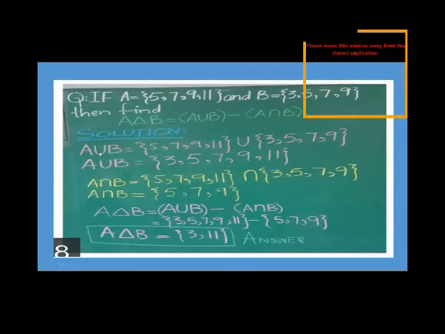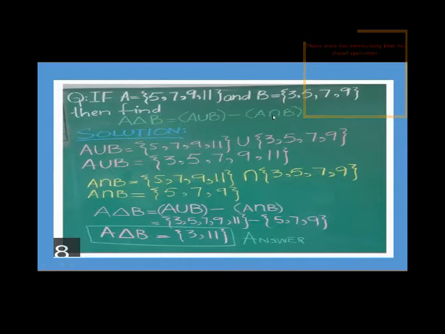Now the solution. We will start from the right hand side. So we write A union B is equal to set A, union sign, then set B. Union means combine the two sets and write all elements in a sequence. We see 5, 7 and 9 are common elements, so we don't repeat them. The least number is 3. So we write 3, 5, 7, 9 and 11, separated by commas. In this way we have found the union of the two sets.